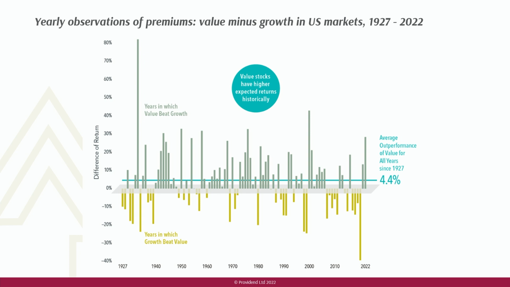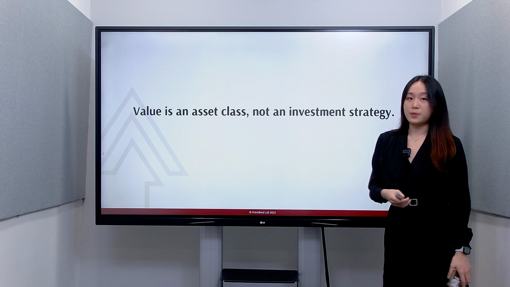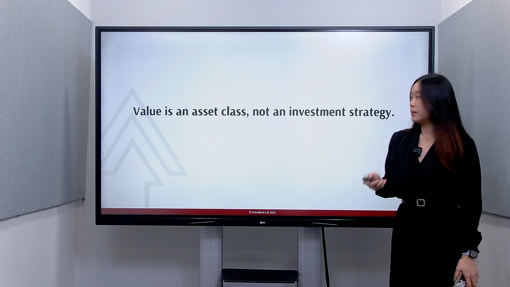There are more green bars than yellow, which means that value stocks often outperform growth stocks, and the value premiums often appear quickly and in large magnitudes on average. Value has outperformed growth stocks by 4.4% annually in the US since 1927. So value is an asset class, it's not an investment strategy. The key message here is diversification.